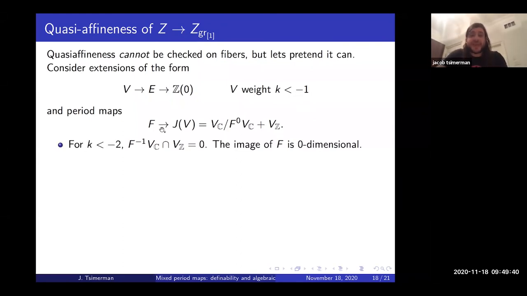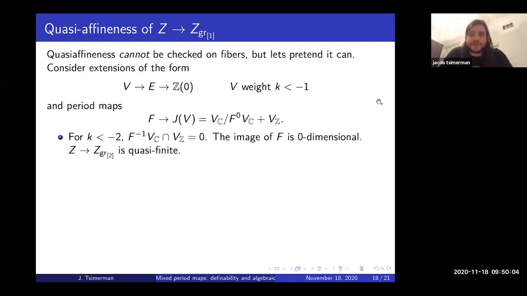Now, if V has weights minus three and below, then being Griffiths transverse means that your image just consists of points. So the fibers are just points, and this is because you have no integral Griffiths transverse directions. So point by point, everything is really simple. Nothing interesting is happening. You get something quasi-finite.